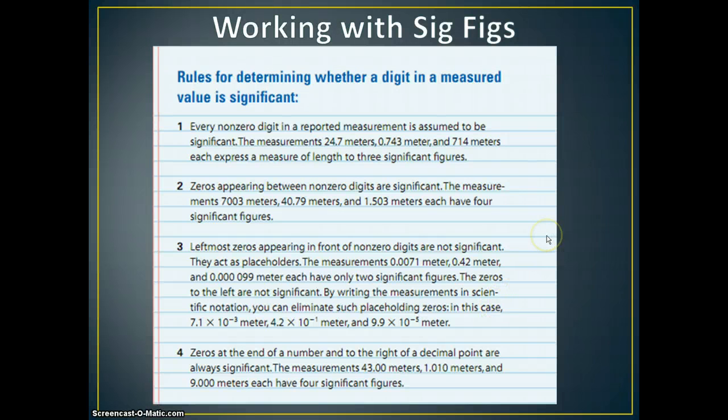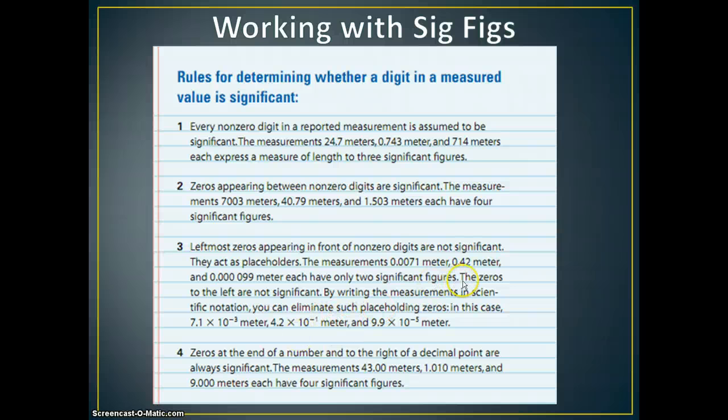We have rules for determining whether digits are significant. You can read these in your textbook. I'll try to briefly summarize them here. Essentially, every digit that's not a 0 is significant. That's rule number 1. Rule number 2 says that every 0 that appears between digits that are not 0 is significant. So if I have 101, for example, I need that 0 to convey the meaning of 101, so it's significant. Number 3 says that anytime I have leading zeros, like I have a really small number, 0.003 for example, until I get to the first non-zero number, none of those zeros count. That's what rule number 3 says.